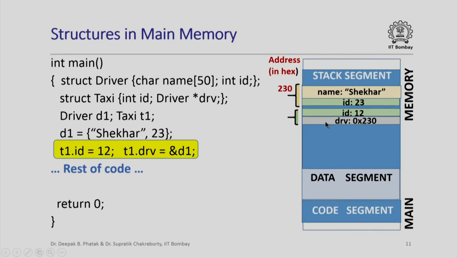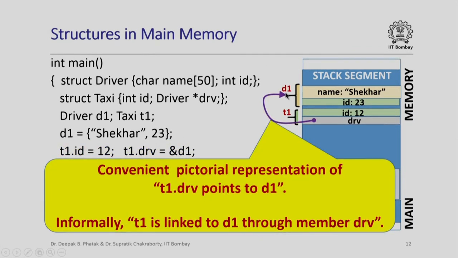So basically, this member is pointing to this variable. Such a relation, where a member of one object points to another object, can also be very conveniently represented pictorially in this manner. We simply draw an arrow from the member of the first object to the second object that it is pointing to. And we informally say that T1 is linked to D1 through the member DRV.